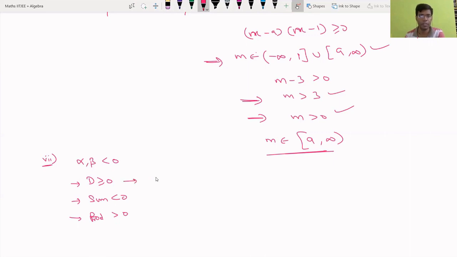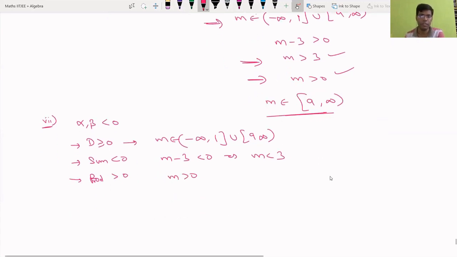So this will give me m belongs to minus infinity to 1 union 9 to infinity, as we have got here. And the sum of the roots less than 0 will give us m minus 3 less than 0, which is m is less than 3. And the product of the roots greater than 0 will be as it is.